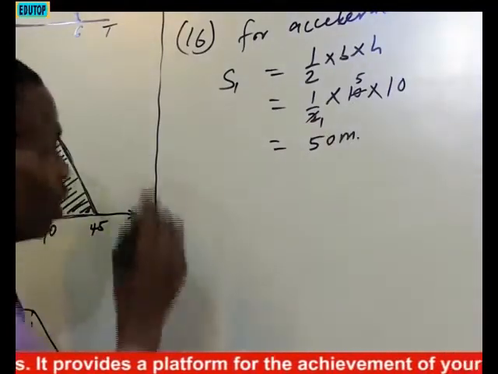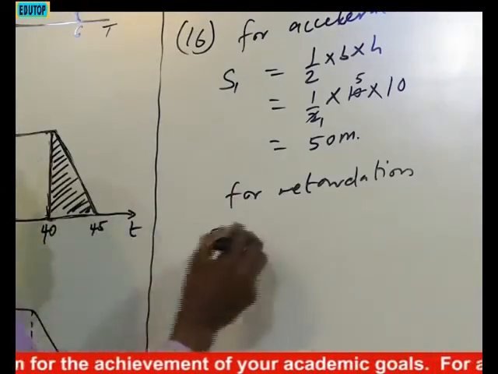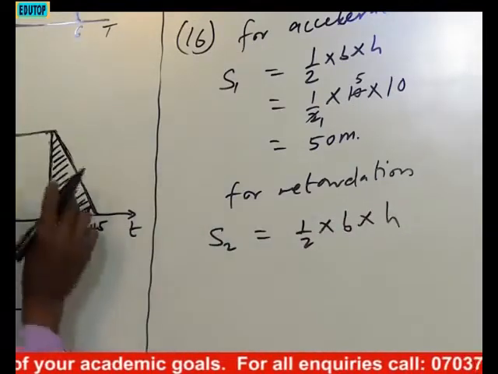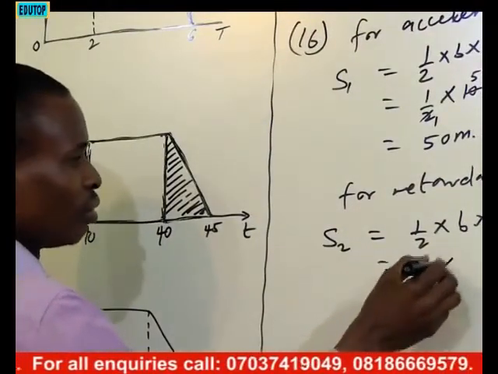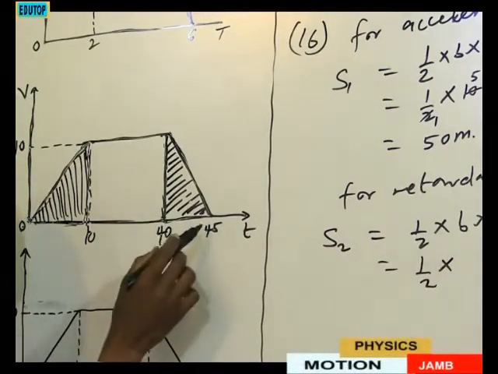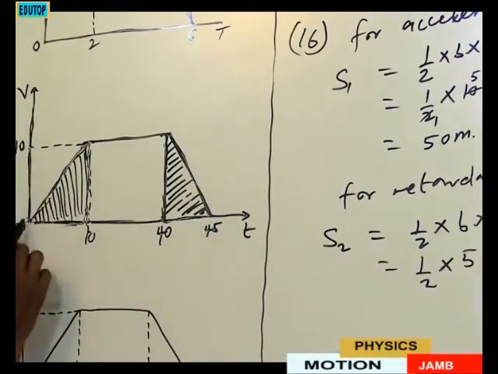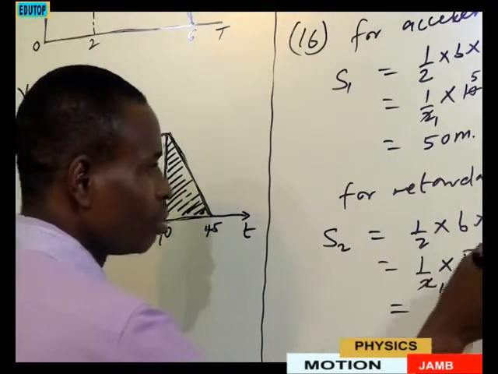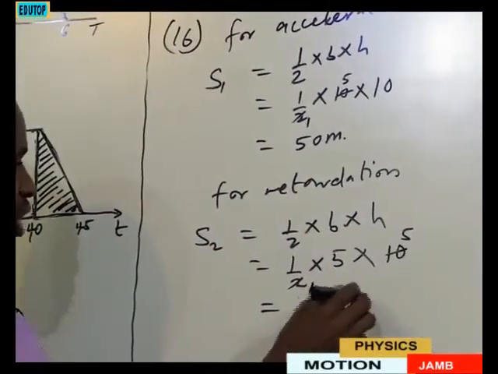That is for acceleration. For retardation, the distance covered, call it S2, will be equal to half times base times height for the second triangle, which is going to be half. The base will be in between 40 and 45. You are going to look for 5 from 40, you are having 5. The height is still in your velocity side, which is 10. 2 here 1, 2 here 5, then you are having 5 times 5, 25 meters.